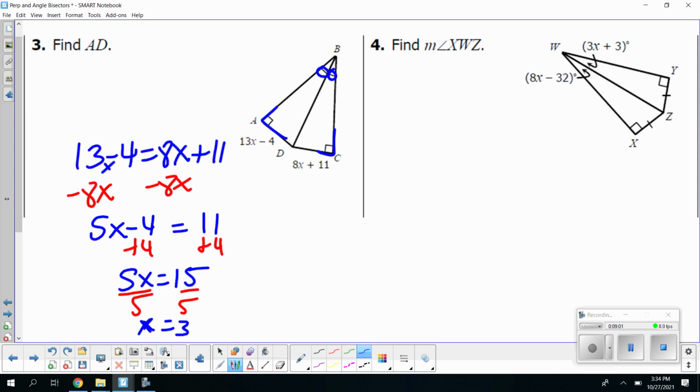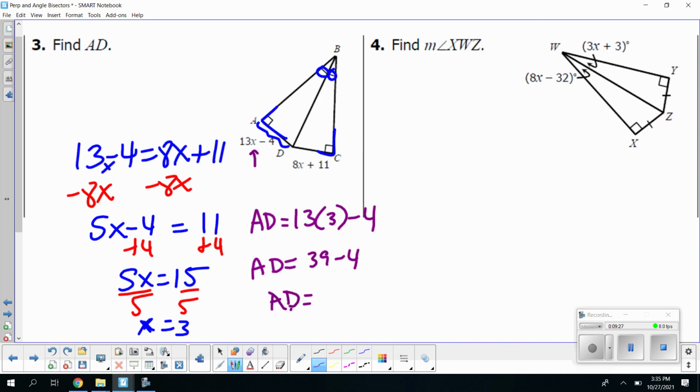Okay, they didn't ask us to find what x is. They asked us to find the length of AD from here to here. So we can take that value, 3, and plug it in for x. So segment AD is equal to 13 times 3 minus 4. So AD is equal to 39 minus 4. AD is equal to 35. I want you to pause the video and try number 4.